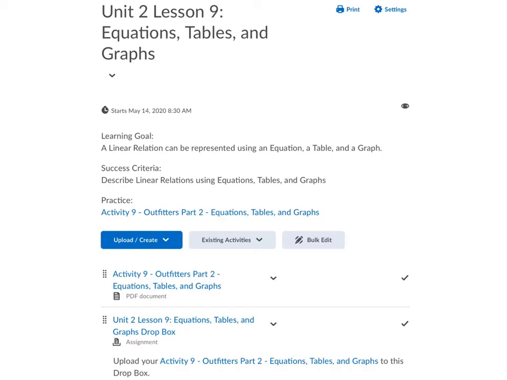The worksheet, the Activity 9 Outfitters Part 2, Equations, Tables, and Graphs, is linked directly in the lesson. Okay, and it's what we're going to be using for our note. Notice, when you finish all of the work for today, we have a drop box in this lesson. This means you will need to either upload your Notability file or take a picture of the work you've done on a piece of paper, and you will put it into that drop box.